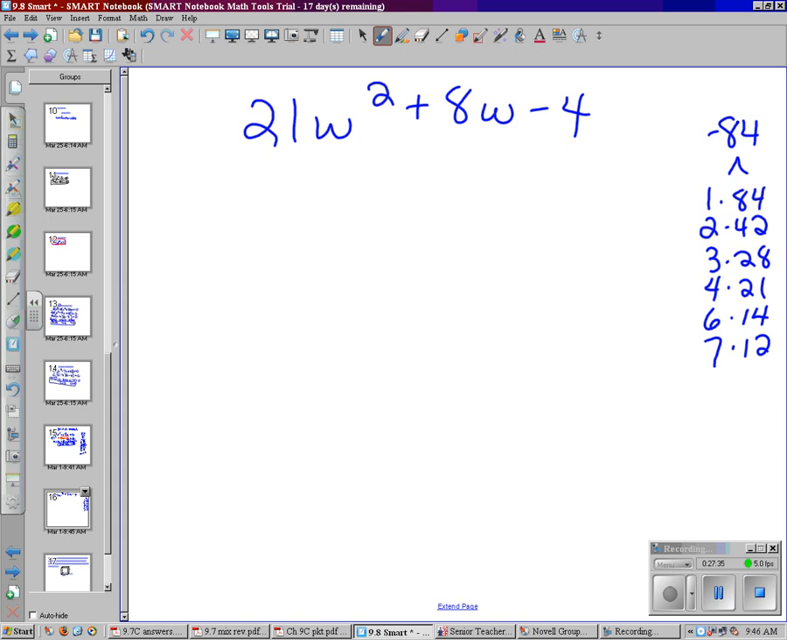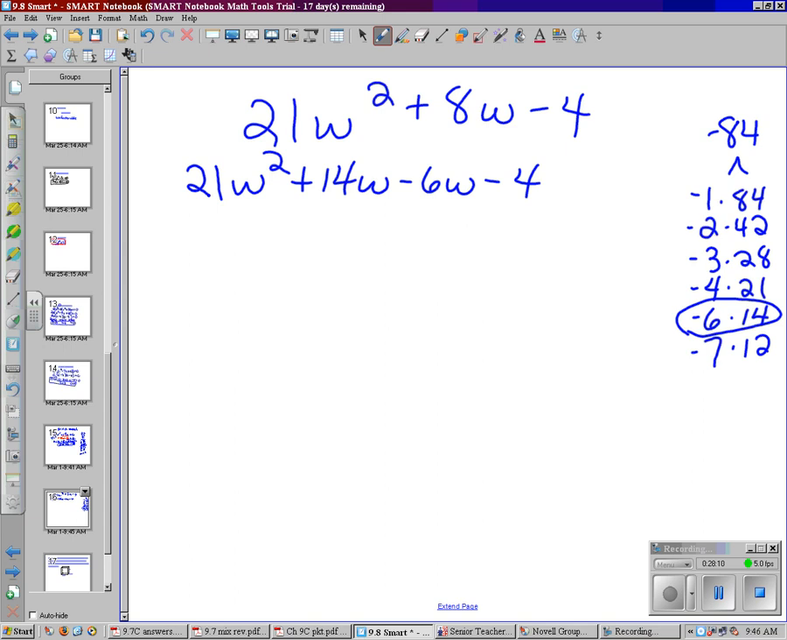Now, I have to add them together and get a positive 8, but one of the numbers has to be negative. So where am I going to put the negative? Smaller number. Negative 6 and 14. So when I write this over here, I'm going to write 21w squared. And now will I write minus 6w? Or shall I write plus 14w first? Plus 14. And then minus 6w and minus 4.